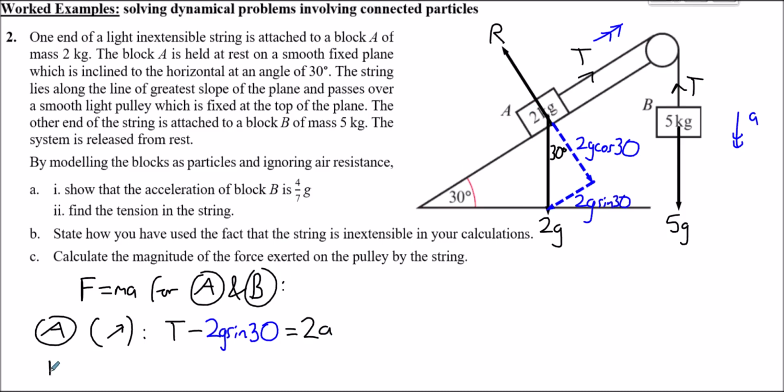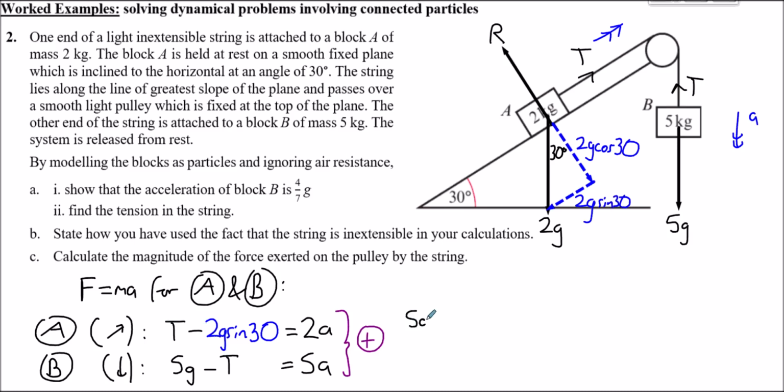And for B, that'll be going straight down. The resultant force for B will be 5g minus T, because T is acting up and opposite the direction of the acceleration. That'll equal the mass of B, 5, multiplied by the common acceleration. Again, you should see here we've got a simultaneous equation. So if we add these two together, T will be eliminated once again.